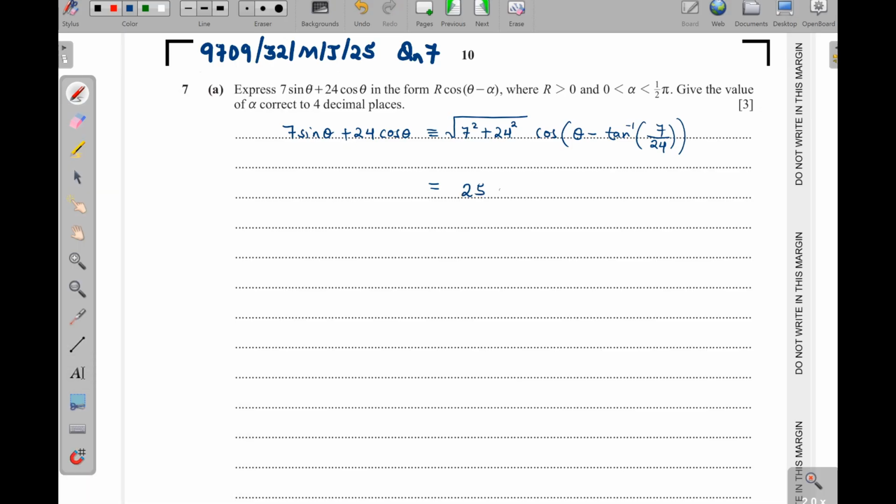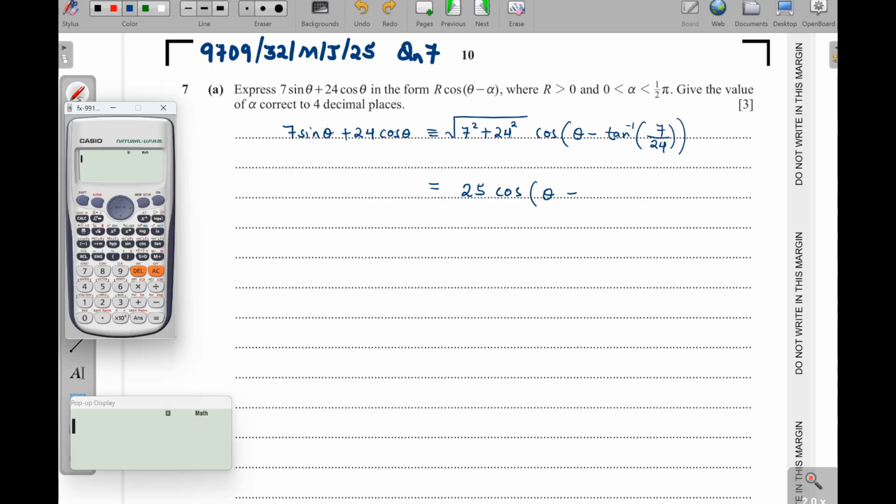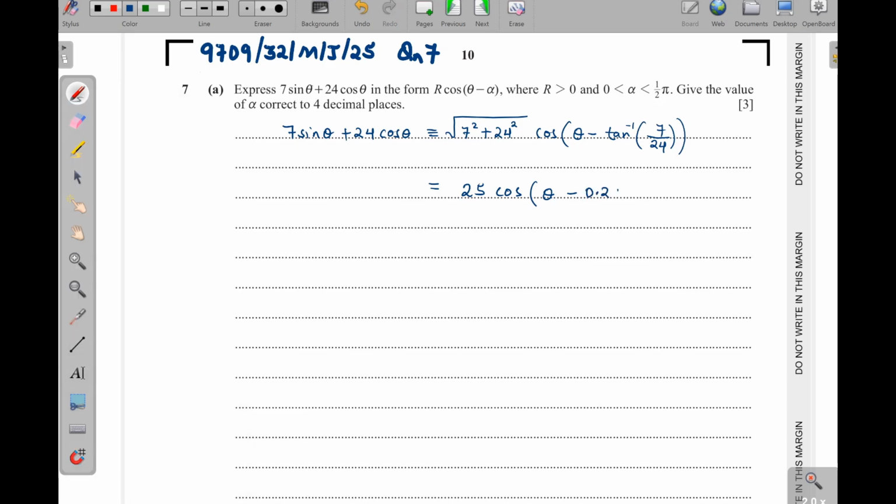So we have 25 here, then the cosine of theta minus alpha must be in radians, so our calculator has to be in radians. It's already in radians, so arctan of 7 out of 24 gives us 0.2838. Remember, they said alpha should be to 4 decimal places, so that means this is going to be our answer. This is where I get the coefficient of cosine that I put down here.